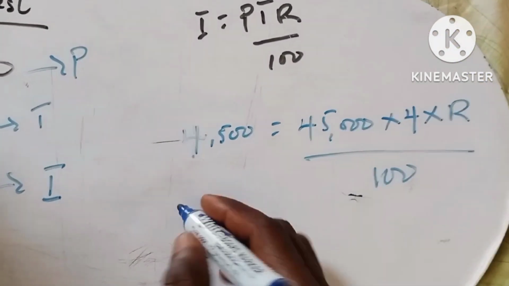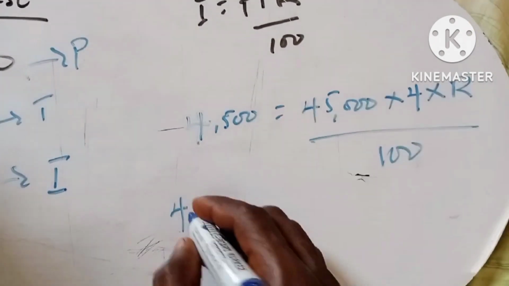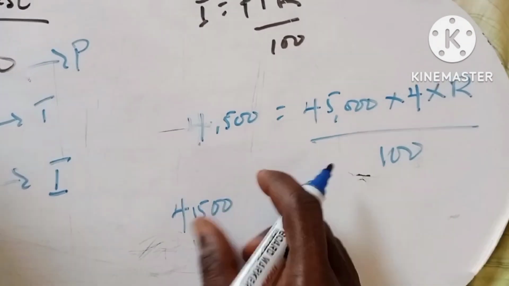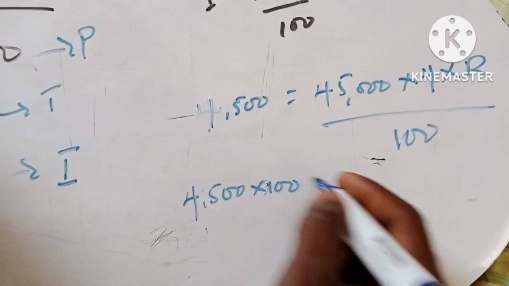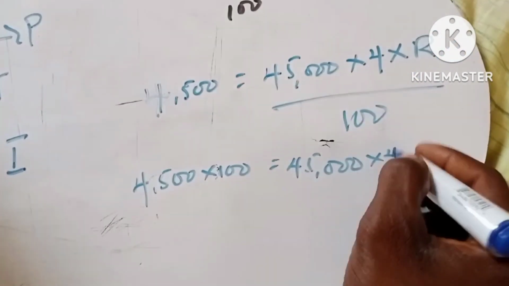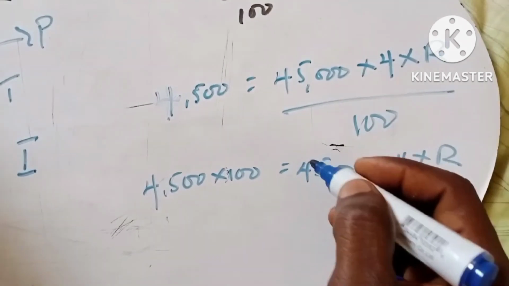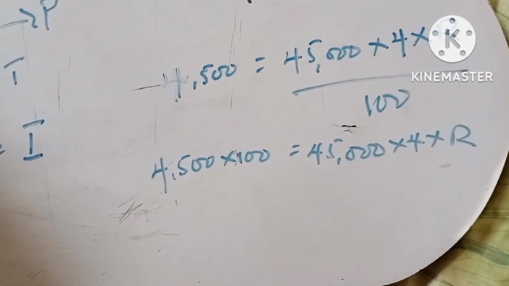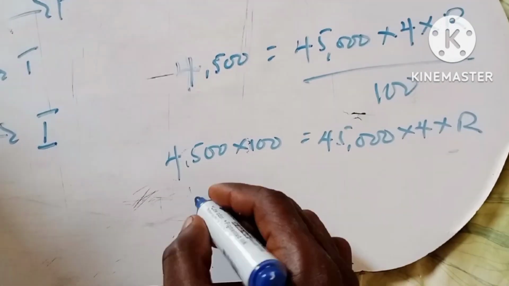So what are you going to do? You proceed from here. You multiply both sides by 100. So here is 4,500, then multiply by 100, and that is equal to $45,000, then multiply by 4, and then multiply by the rate here. So this one they cancel out. The same procedure as we did in the previous example. So you multiply this by this.